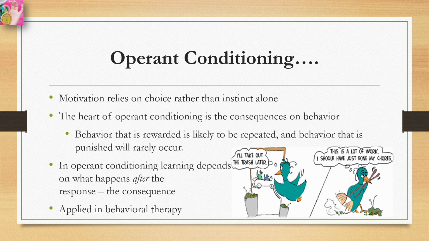So, in operant conditioning, learning depends on what happens after the response, which is also called the consequence. Learning is totally dependent on what will happen after the response, which is the consequence. And we can also apply operant conditioning in behavioral therapy when we want to modify the behavior of a person, remove bad behavior, or promote good behavior. So we also use the operant conditioning technique, or instrumental conditioning, in behavioral therapy.